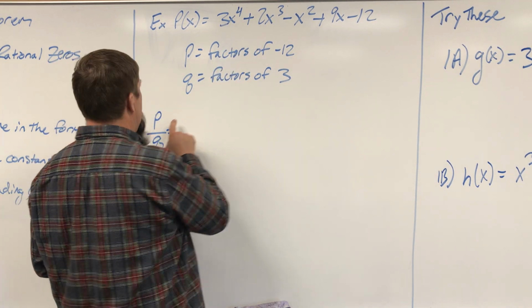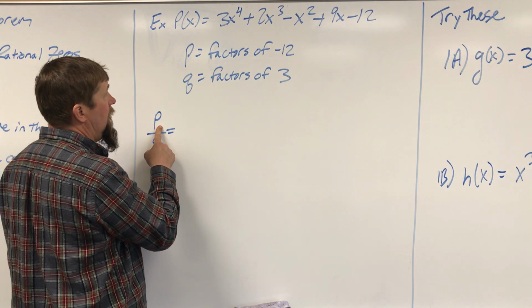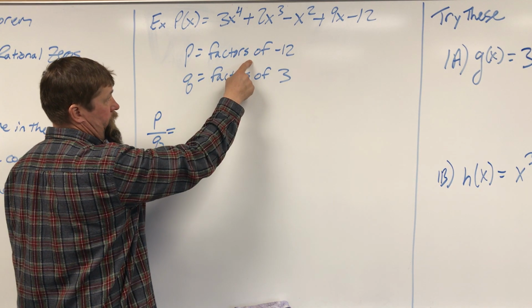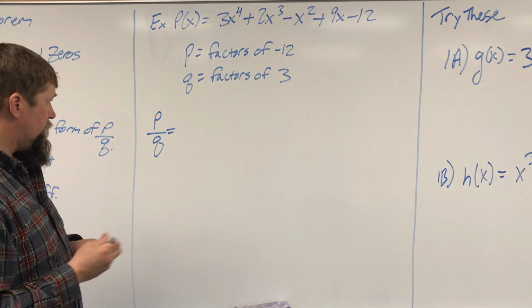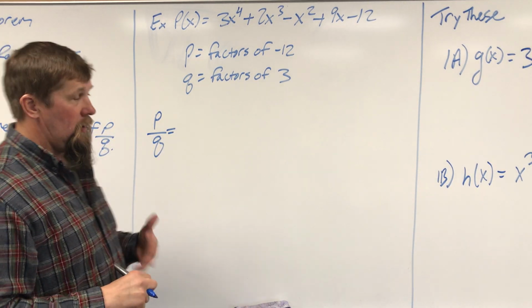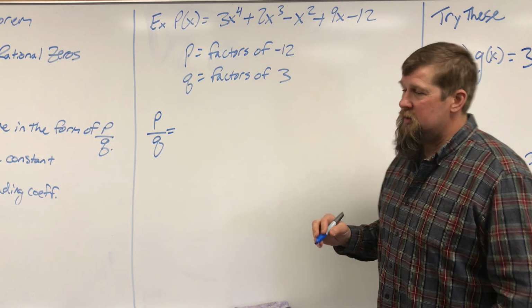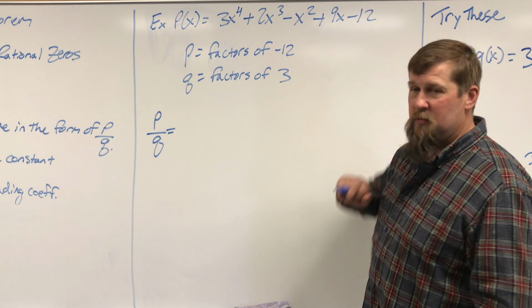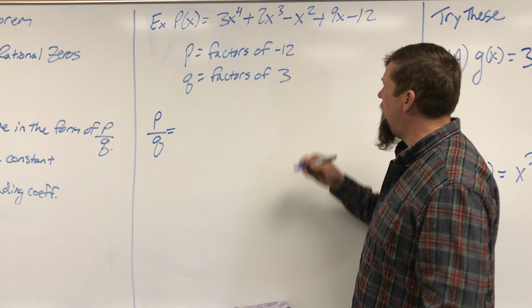So basically, the top number of any of our zeros that are possible are the factors of negative 12, and q are the factors of 3. So what I want to do is list out all the factors of negative 12. And to do that, anytime you list out the p's, we're going to use plus and minus, because both positive and minus numbers are factors.